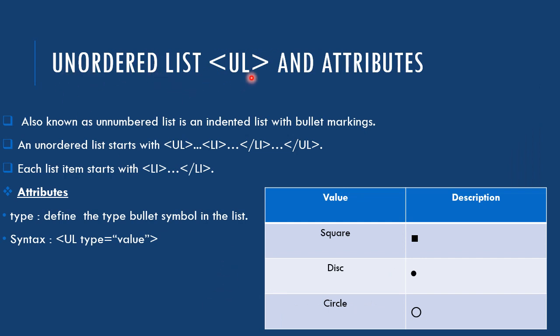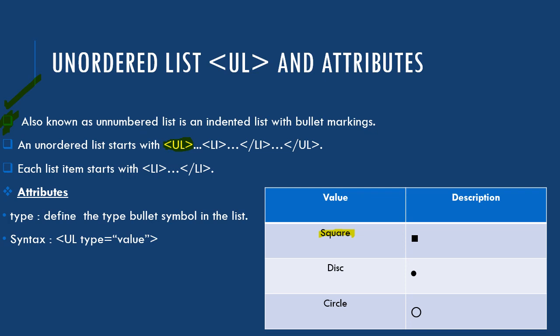Unordered list, UL, and attributes. In an unordered list, we can see there are no numbers in this slide. These are known as the bullets. This is the first bullet of type square, but the square we have used here is an empty square, not a solid fill square. An unordered list will start with the UL syntax, which you must have guessed.